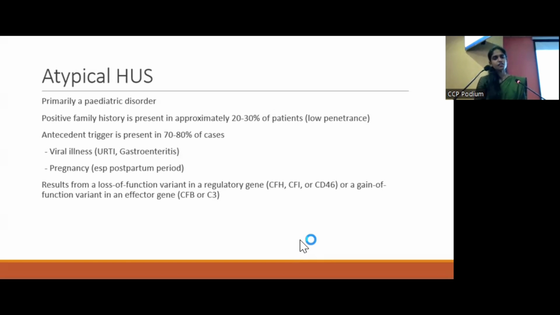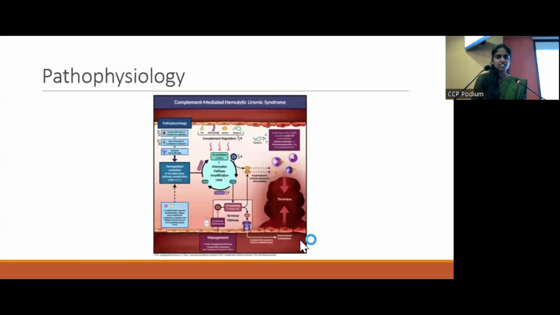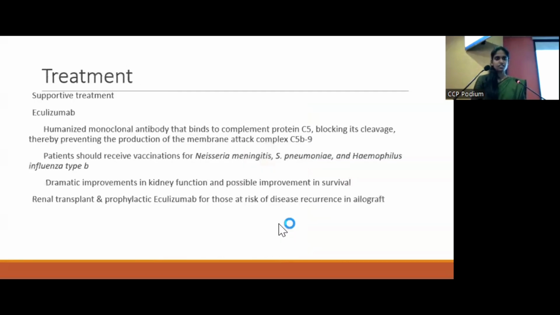It results from a loss-of-function variant of a regulatory gene, or a gain-of-function variant in an effector gene, which is involved in the alternative complement pathway. Because of the genetic mutations, there is amplification of the alternative complement pathway, which causes activation of the complement system and formation of the membrane attack complex, which can cause endothelial injury and thrombus formation. So the treatment is, again, supportive treatment.